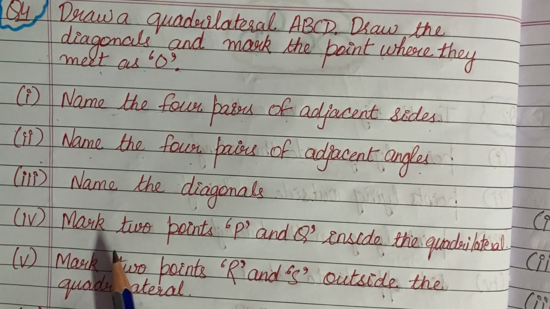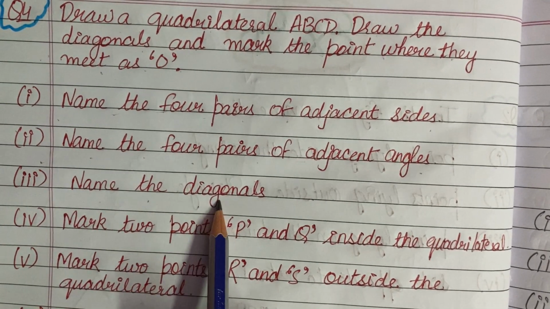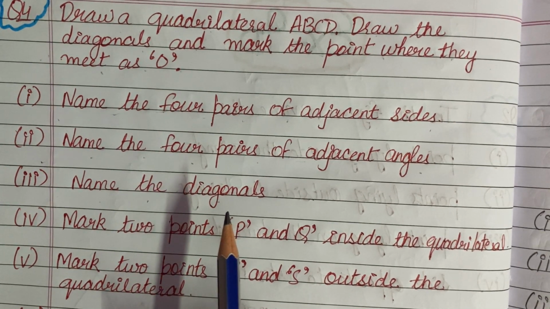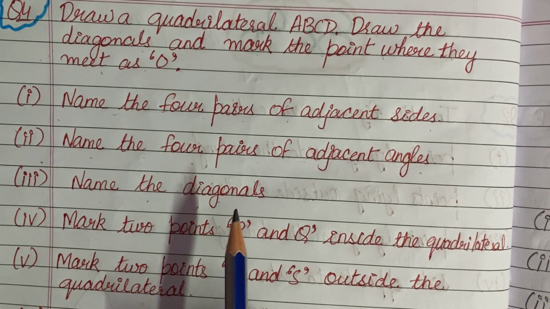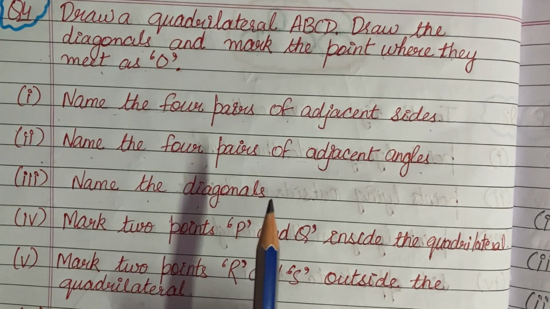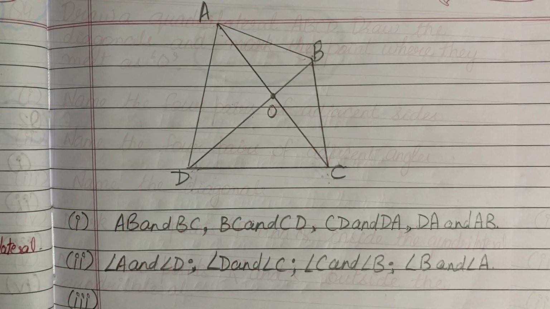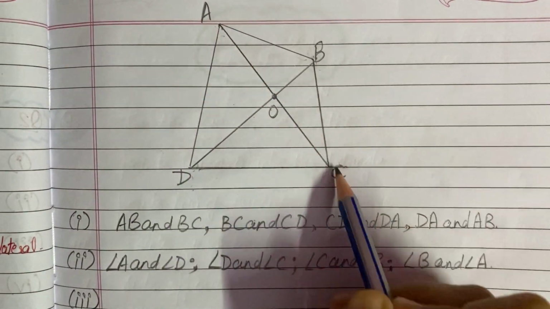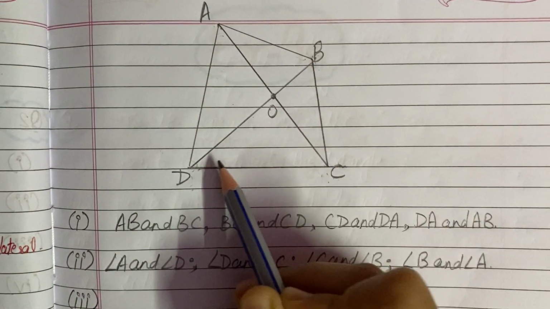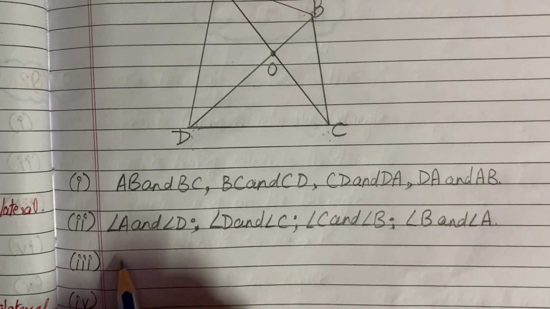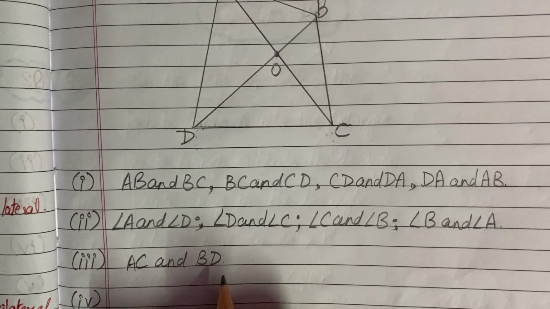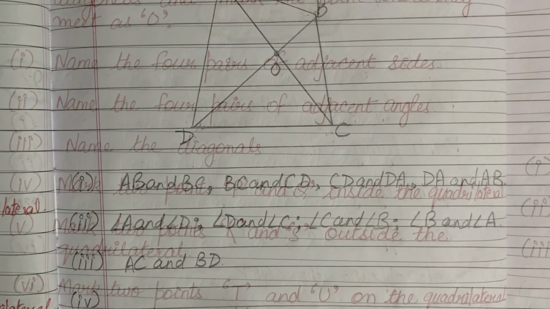Now, third point says that name the diagonals, and in the beginning only I have discussed with you what are diagonals and the names of the diagonals also. So, here in the figure the diagonals are AC and BD. So, write here AC and BD. Hopefully it is clear to you.